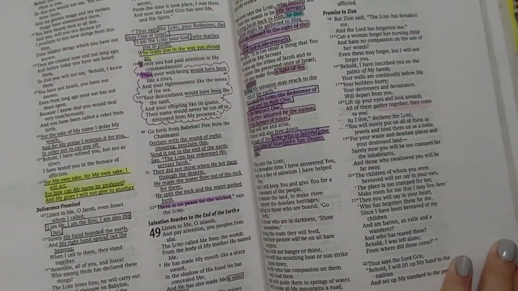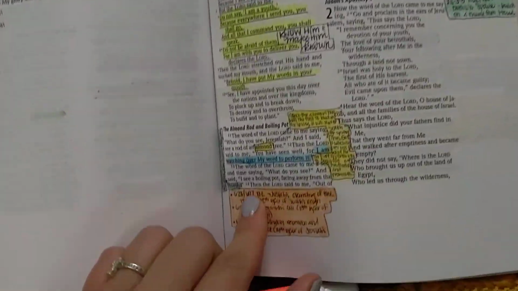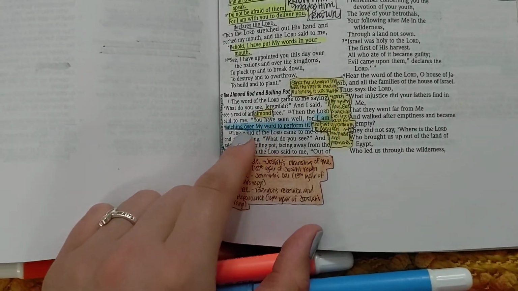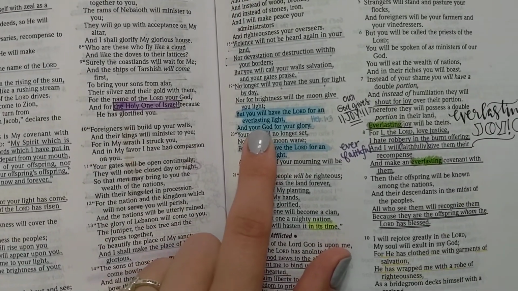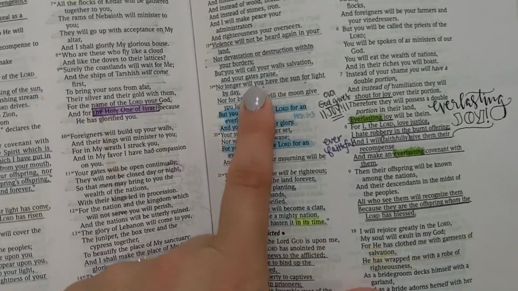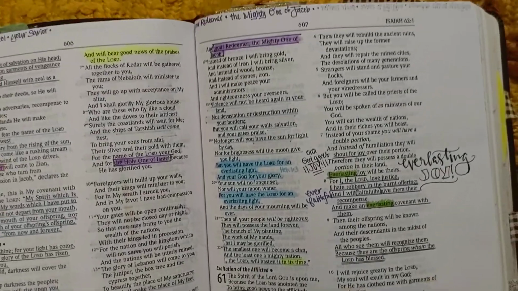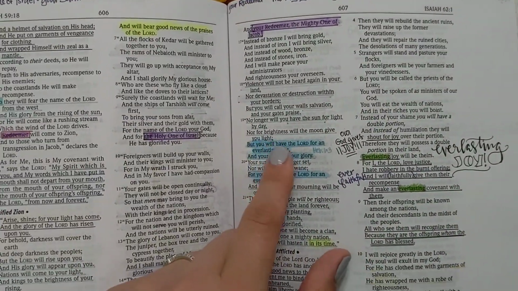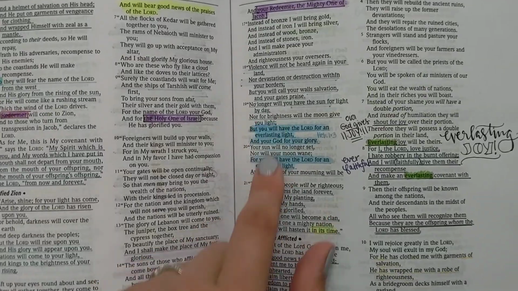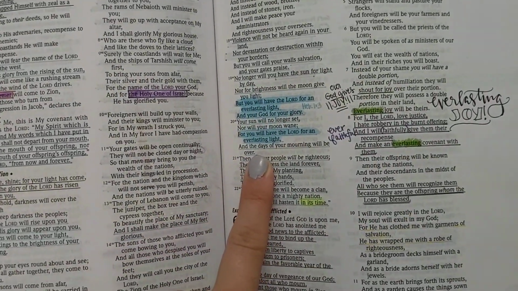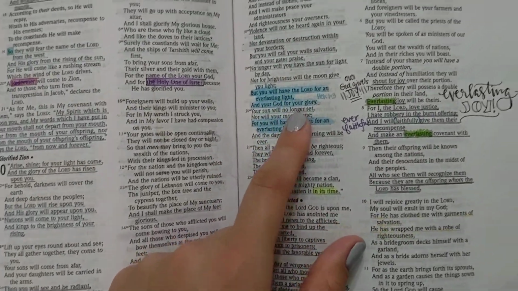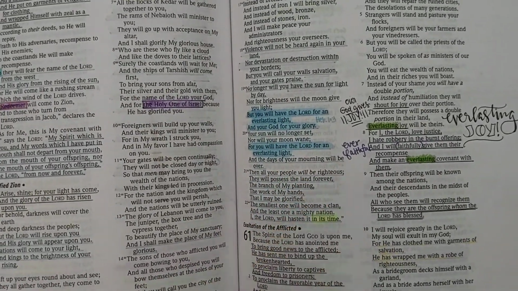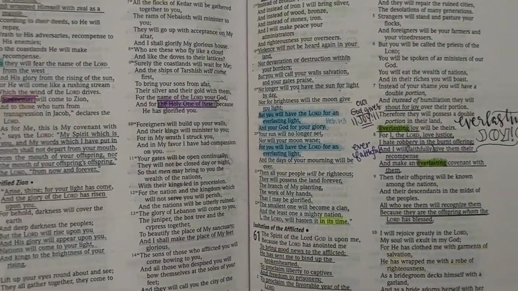I also use blue, and I use that for promises, like I am watching over my word to perform it, and the Lord will be an everlasting light. Sometimes if you're in a prophecy section, you can see repeated promises, and when they're highlighted, it's a little bit easier. I also underline promises, so really the highlighting is just mainly for my own benefit, things that really stand out to me, that are important to me, that have a special meaning in my life, and that's what I use my highlighters for.